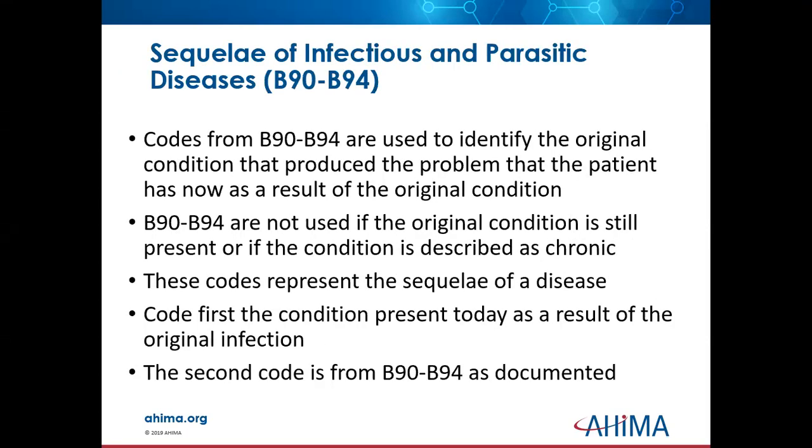Sometimes we have sequela or late effects of infectious disease. These fall in the code ranges of B90 through B94. In other words, you would use these codes to identify the original condition that caused a problem that the patient now has as a result of the infection. B90 through B94 are not used if the original condition is still present or if the condition is chronic. These codes are late effects. They're the sequela of the initial infection.